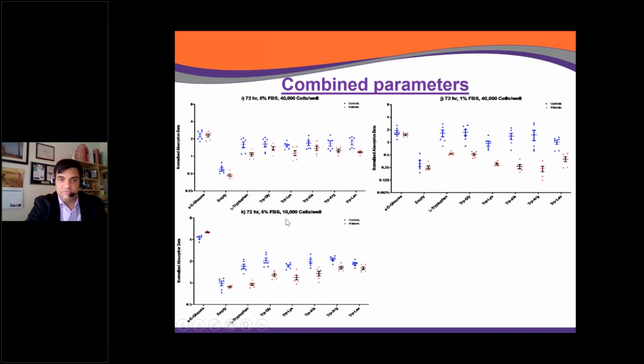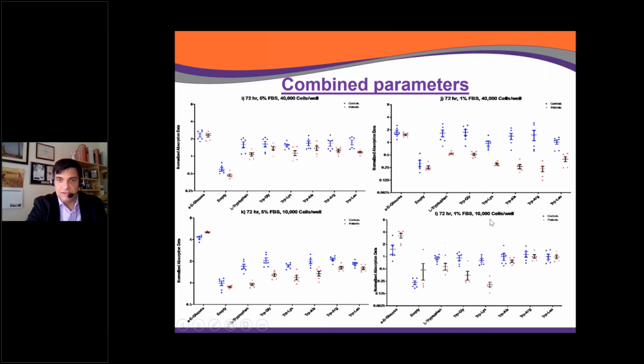Here we have increased hours and decreased cell numbers. And here finally we have increased hours of incubation, decreased fetal bovine serum, decreased cells. But unfortunately, if we decrease the cells, you see how the error bars are enlarged. So we increase the variability, and we don't gain much in terms of difference with control.